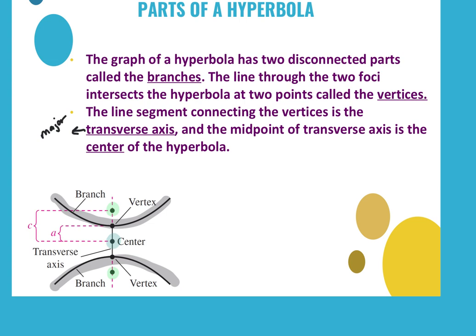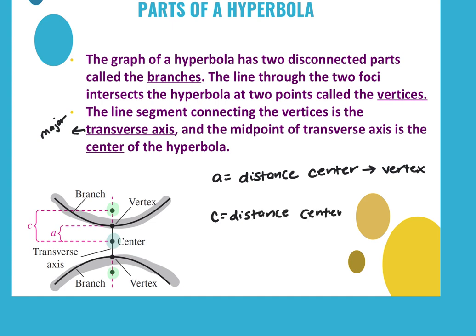You'll get a little bit more on the next slide. And the distance for A is still the same. A is still the distance from center to vertex. C is still the distance from center to foci. And B, which you'll see in a second, is still the distance from the center to the co-vertices. It's just very different how we use that. So all of that is the same. It's just how we show this on a graph that is a little bit different.